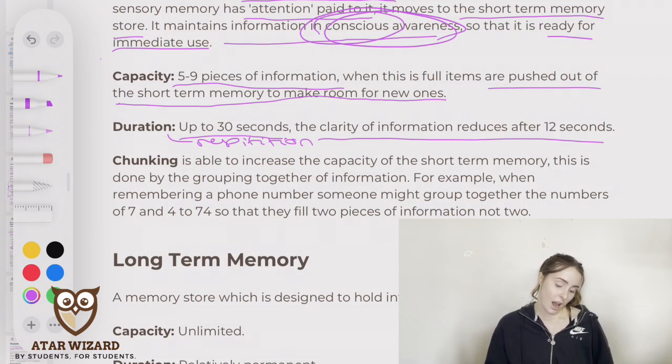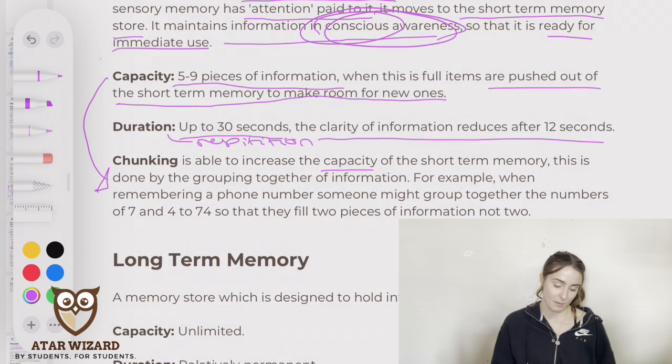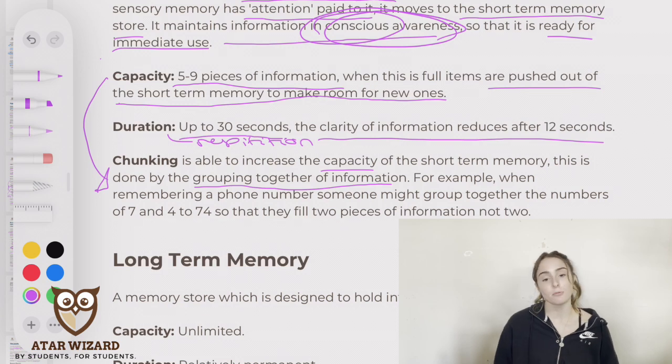Capacity can be increased via chunking. So chunking is able to increase the capacity for the short-term memory, and this is done by the grouping together of information. For example, when remembering a phone number, someone might group together the numbers 7 and 4 to 74. So they fill one piece of information rather than two pieces of information. So this capacity, you might have seen it written as 7 plus or minus 2.